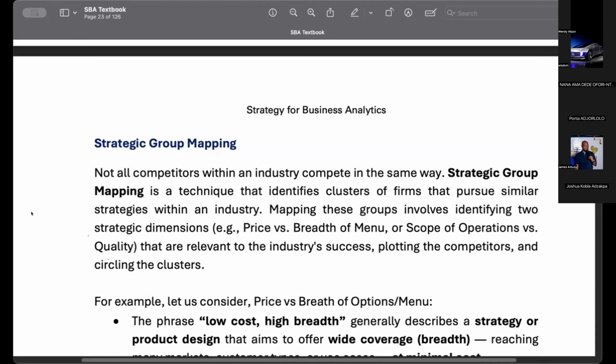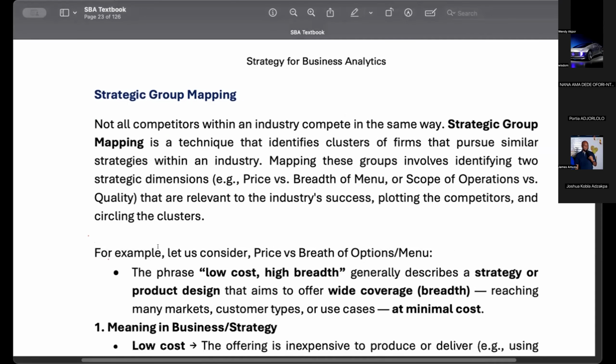So you can compare it: some are doing blended learning, some are doing online learning, and what is the quality of their products, the products out of the university? But for this class today, we are looking at the business sense. We are going to use the price and the breadth method, the breadth of options on your menu, or the breadth of alternatives that you have.